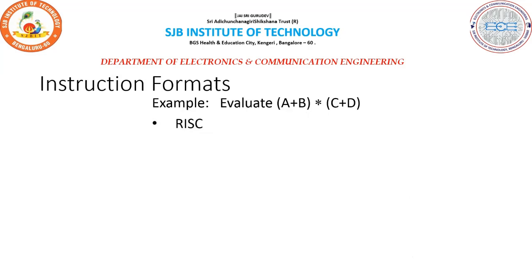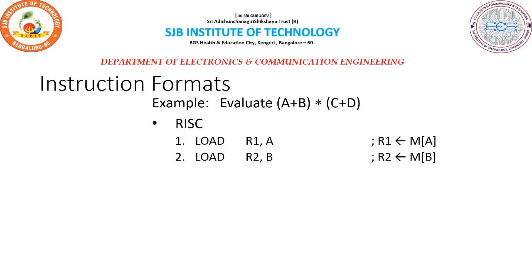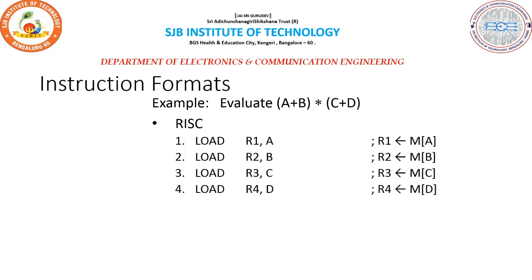So next is using the concept of reduced instruction set computing. So load R1 comma A. So next one is load R2 comma B. The B content will be copied to the register. Load all memory locations we are using here: C to R3. So load R4 comma D and then add R1 comma R1 comma R2, that is R1 plus R2, and the result is getting saved in R1.